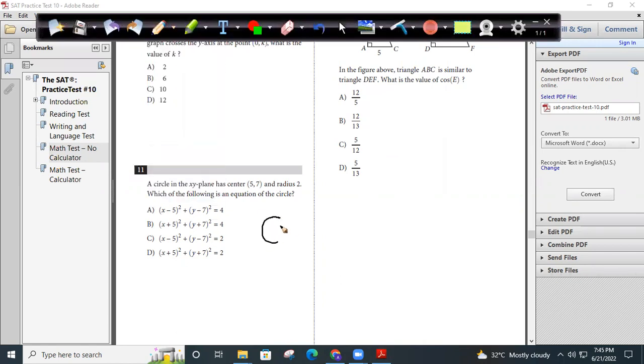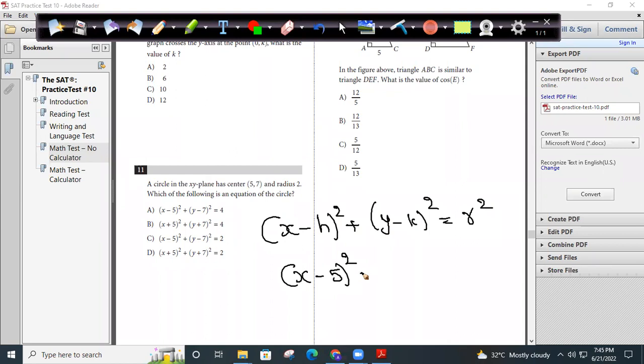What is the standard form of the equation of a circle? (x minus h) whole square plus (y minus k) whole square equal to r square. So (x minus 5) whole square plus (y minus 7) whole square equal to 2 square. So 2 square is 4. So happily A for Agra should be my answer. Why did some of you give B for Bangalore?